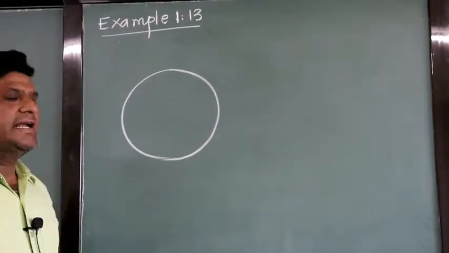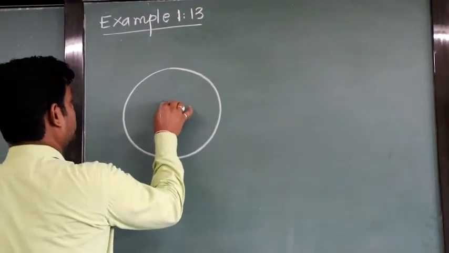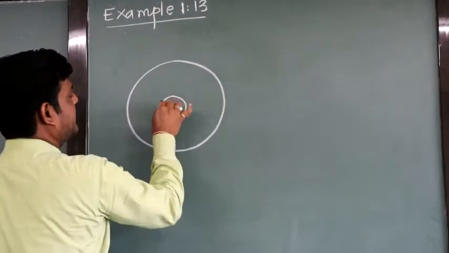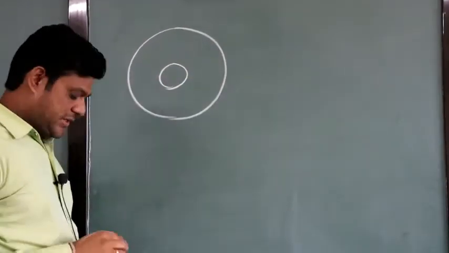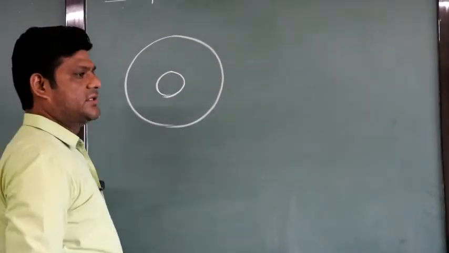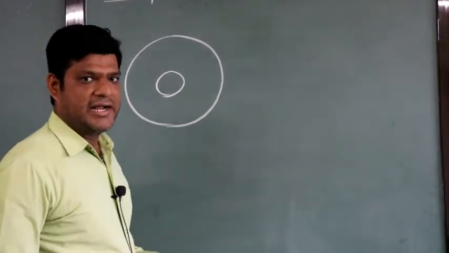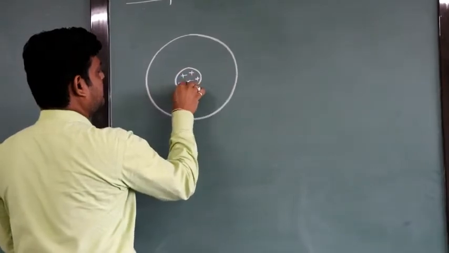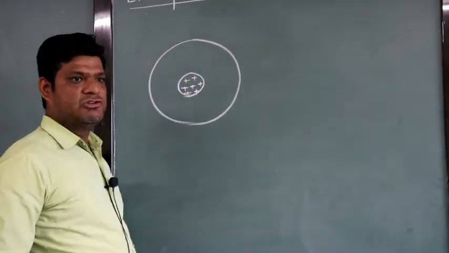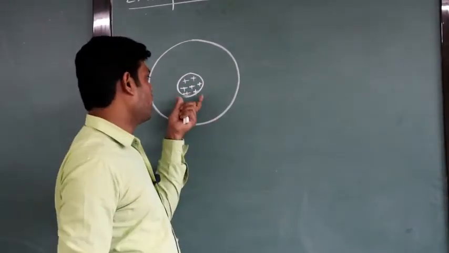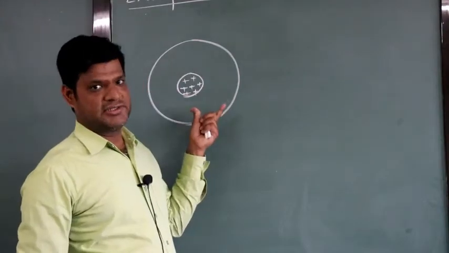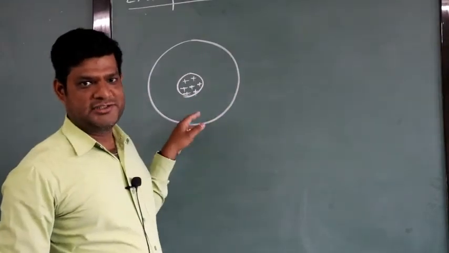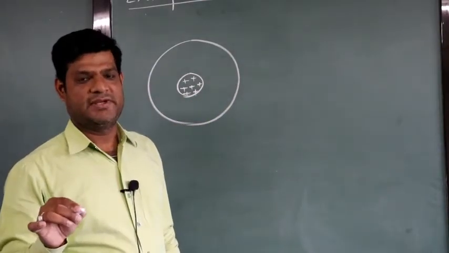See students, in this example one atom is given. This is the atom and this is the nucleus of the atom. In this nucleus the positive charges remain, that we know. How many charges are there? It is given that Z number of protons are present in the nucleus. So what is the positive charge on the nucleus? That is Z into E.